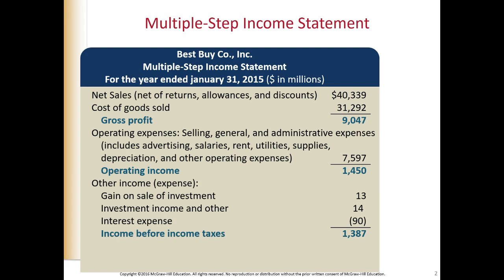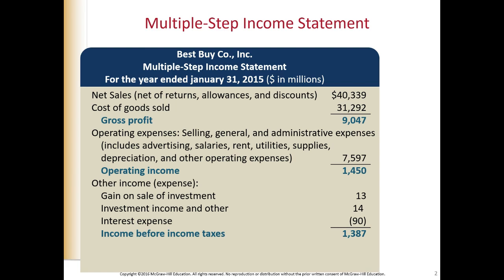Other income or expenses are items that are not related to the everyday operations of the business. So if you have some type of investment that you have in the business, maybe you purchase stock or bonds or whatever, and then you decide to sell those. Again, this is not part of your regular business. Then you'll have a gain or a loss on the sale of that investment. So you put that in this section.